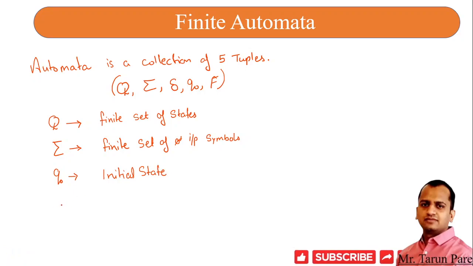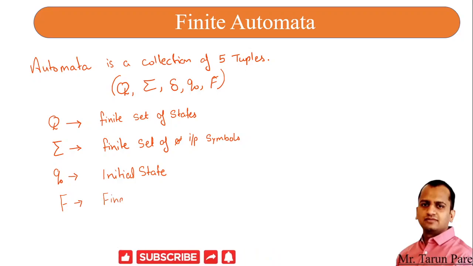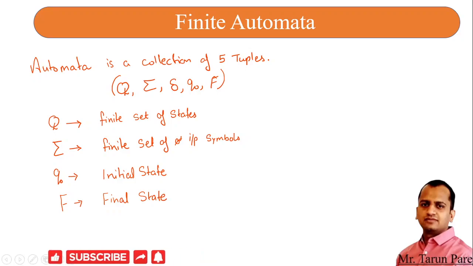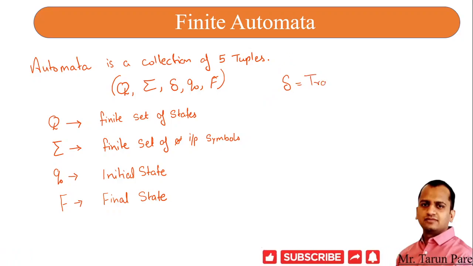And what does delta represent? That I will tell you at last. Before that, I will tell what F represents. F represents the final state. Okay. Now the thing which is left is delta. So what does this delta represent? Okay. This delta is called the transition function.